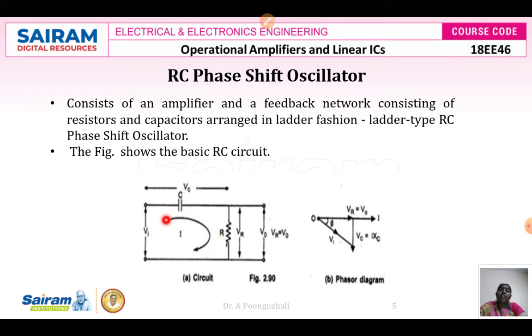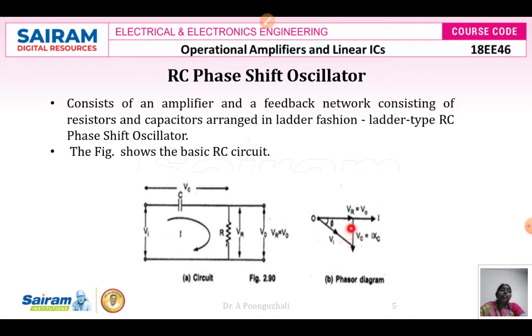You know that when a current flows through the capacitance, the voltage across the capacitance is going to lag the current by 90 degrees. It is minus j, which means the capacitor voltage lags by 90 degrees. And the voltage across the resistance is going to be in phase with the current. So in the vector diagram, the voltage across the resistor is in phase with the current, but the voltage across the capacitance lags by 90 degrees. That is why this symbol is there.